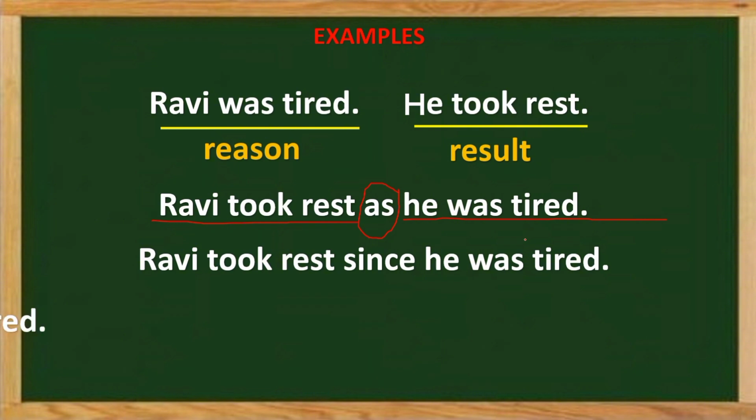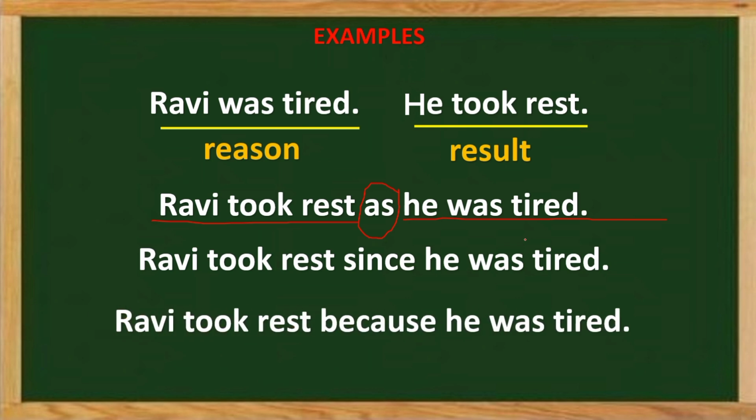Then, Ravi took rest since he was tired. We replaced as with since here. And in the next sentence, we replaced since with because. Ravi took rest because he was tired.